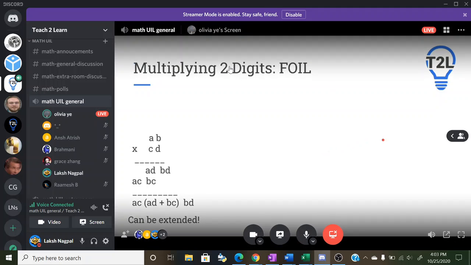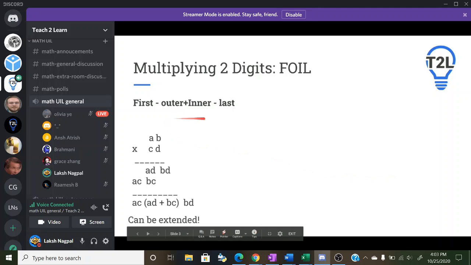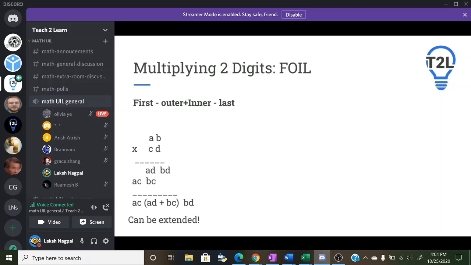Okay, so our first concept, multiplying 2 digits. This concept, I would say, is probably the most important so far, because you can apply this to many scenarios, not just 2 digit by 2 digit, but you can do 2 digit by 3 digit or 3 by 3. So it can be applied almost anywhere, and it's also pretty common on tests.